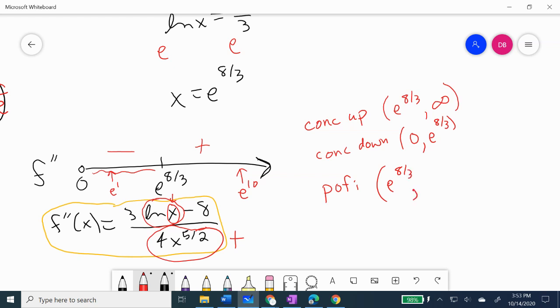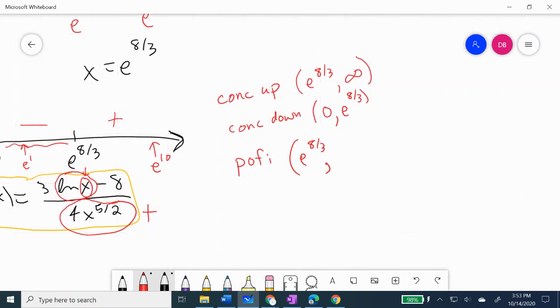I need the y coordinate. I've got to go back to that original function. That original function was natural log x over root x. Natural log x divided by the square root of x. If I have to plug in e to the 8/3 into both of these x's, the natural log of e to the 8/3 is going to be just 8/3.